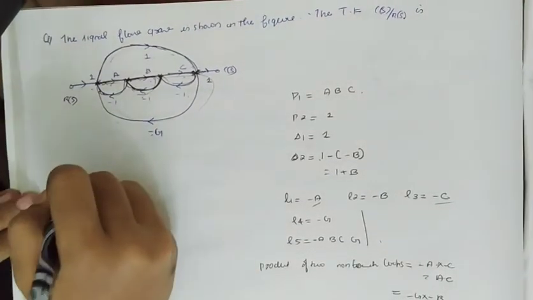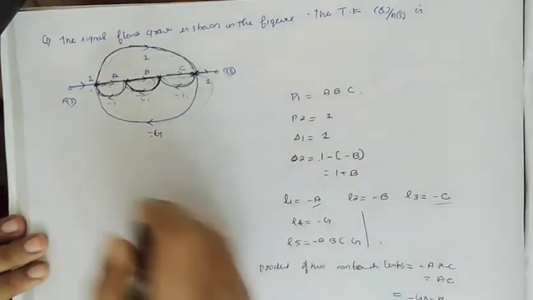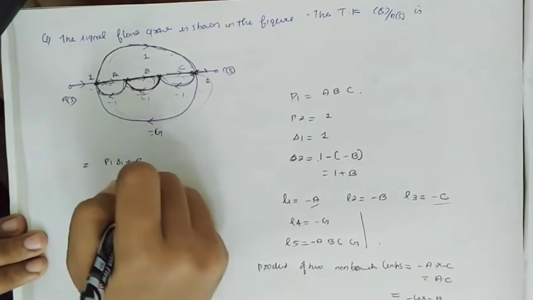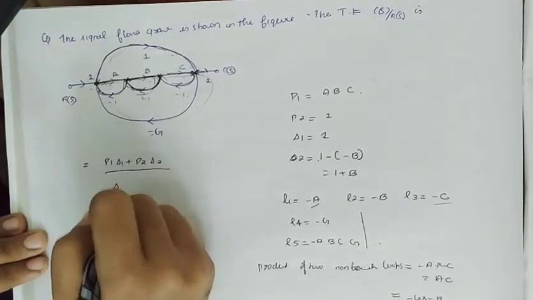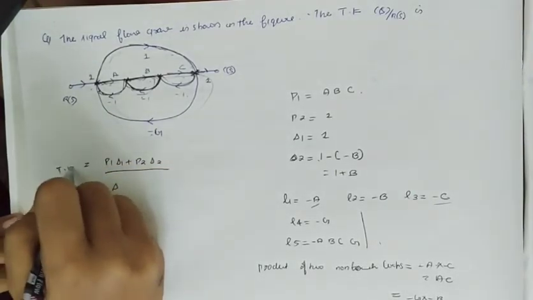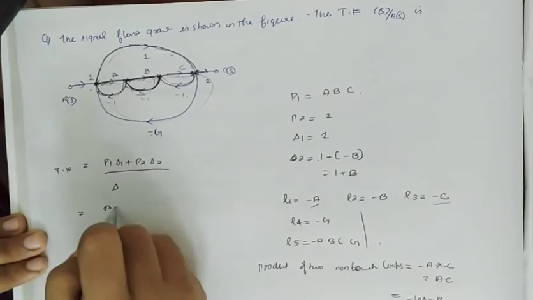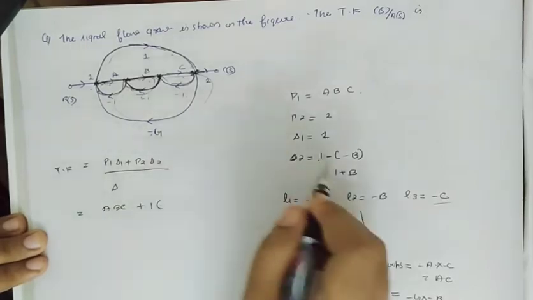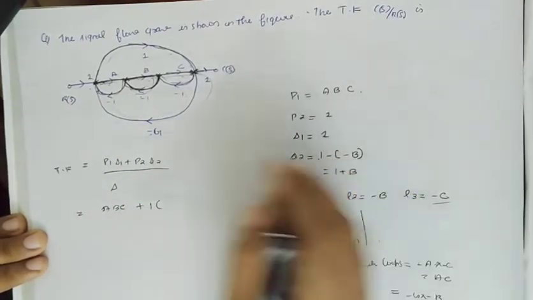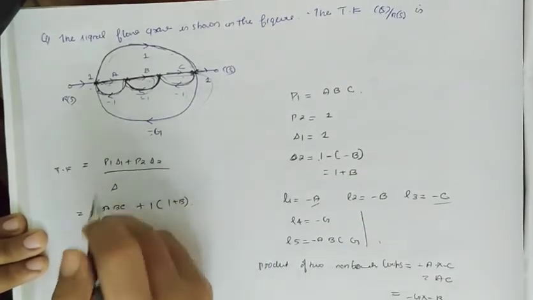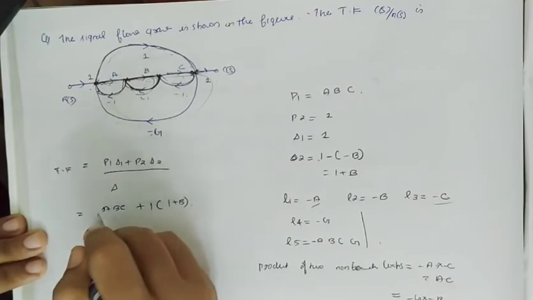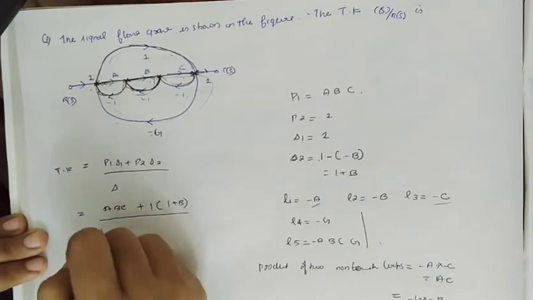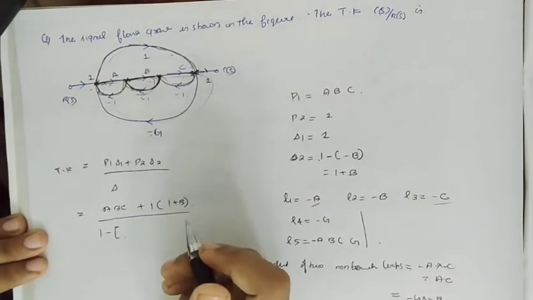That's it. And now we'll write Mason's gain equation, which is equal to P1 delta 1 plus P2 delta 2 divided by delta, which is equal to P1 is ABC plus P2 is 1 into delta 2. Delta 2 is 1 plus B. The whole divided by 1 minus individual loop gains.